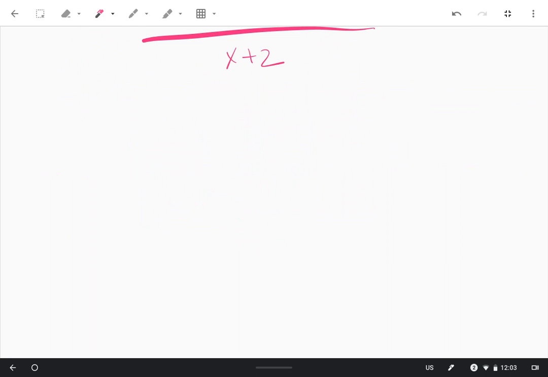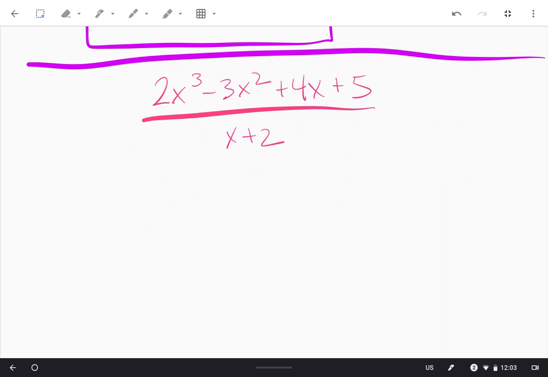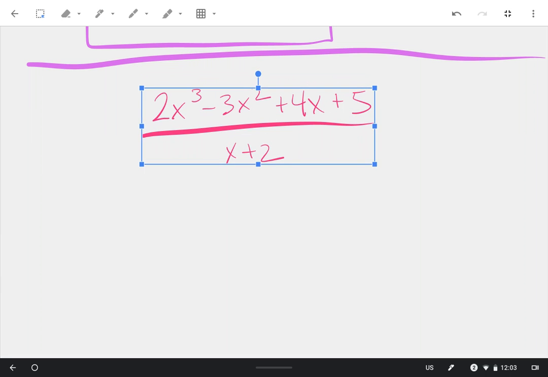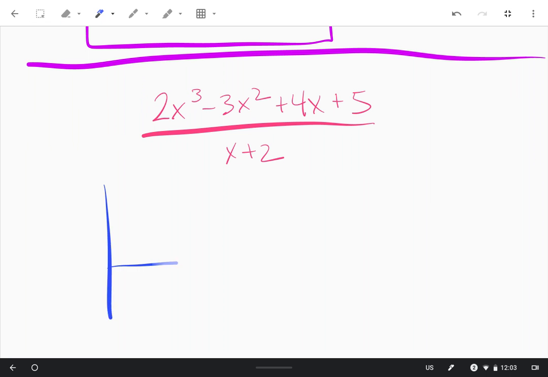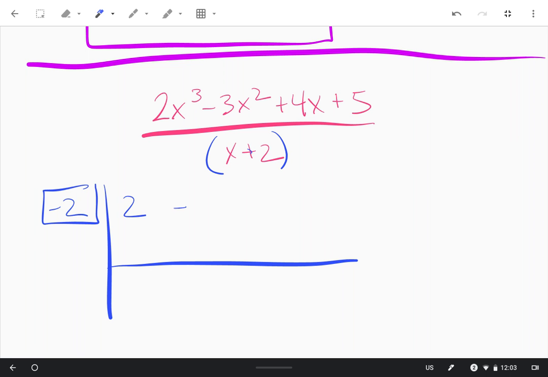Again, we're doing synthetic division. I'm going to grab this and drag it down a little bit. There we go. We need to write down our problem in our t-chart. Over here we have whatever makes this 0, and it's going to be -2 that makes that 0. -2 plus 2 is 0. Across the top we write 2, -3, 4, and 5.